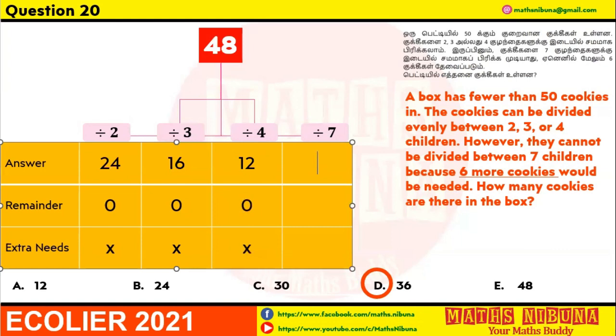Okay, 48 divided by 7. 7 times 6 is 42. 7 times 7 is 49, so 49 cannot. So that means 7 times 6 is 42, and the balance we have is 6. So we need an extra 1. Also not fulfilling the second statement. Okay, so 48 also cannot. So the correct answer is 36.